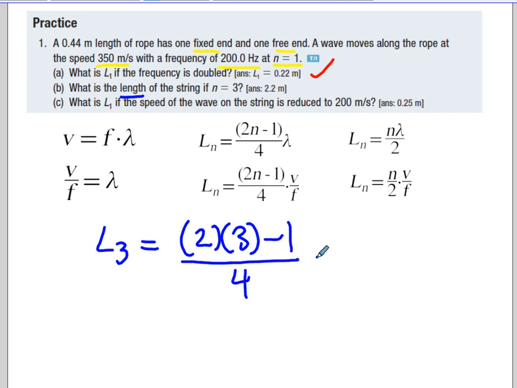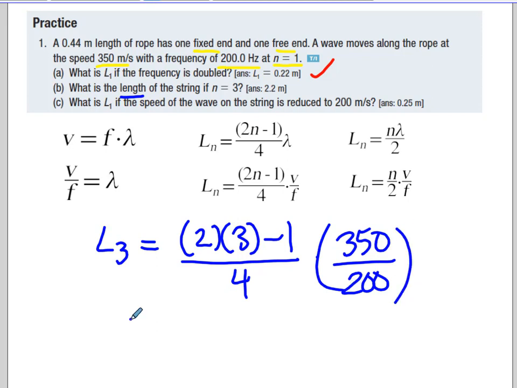Okay, and then again, I'm going to assume we're going back to the original question and not keeping that frequency doubled, but we'll see what happens. So our frequency at the original was 200. Okay, so that's not the best wording, but let's take a quick look. So we have 6 minus 1, so 5/4 out front, times 350 and dividing it by 200, and we get 2.2. Okay, so that was a correct assumption.